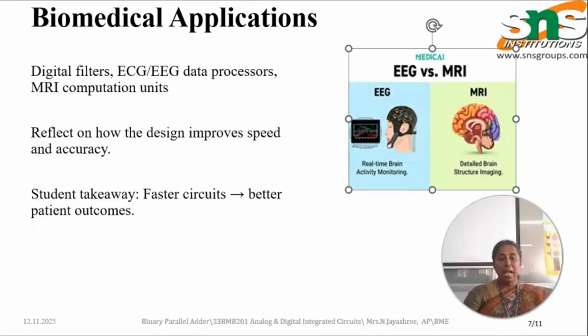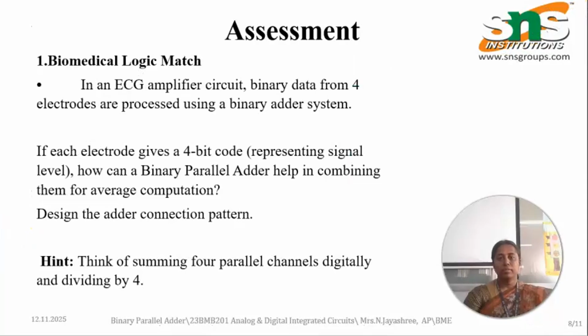Let us see the assessment. In an ECG amplifier circuit, binary data from 4 electrodes are processed using the binary adder system. If each electrode gives a 4-bit code, how can the binary adder help in combining them for average computation? So, thinking of summing with a 4-bit parallel adder digitally and dividing by 2.